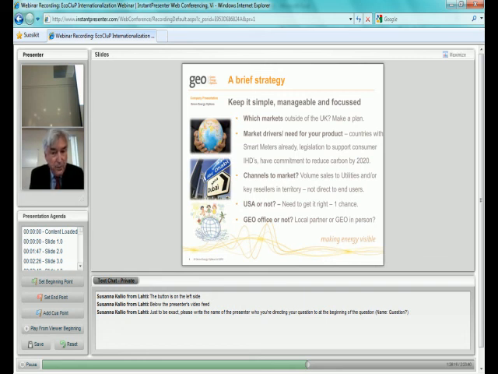One of the key questions in their strategy and one of the directions of the research has always been to identify whether Green Energy Options should open an office or not, have a local partner, or be in person in the particular territories.